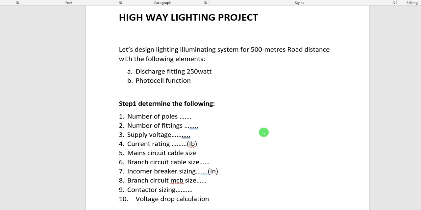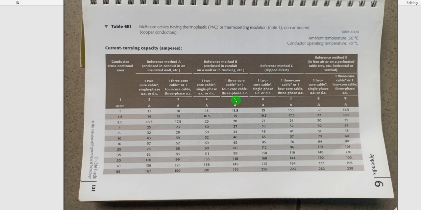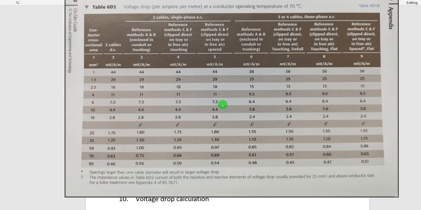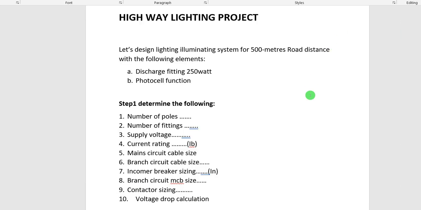So I will show you two tables that you're going to use to complete this design sequence. Let me show you table one. This is our current carrying capacity. We are going to use this table to determine our cable size for our design current. We are also going to use this second table to determine our voltage drop for the selected current carrying capacity. Now let's start the process.